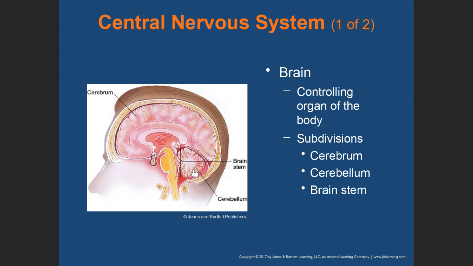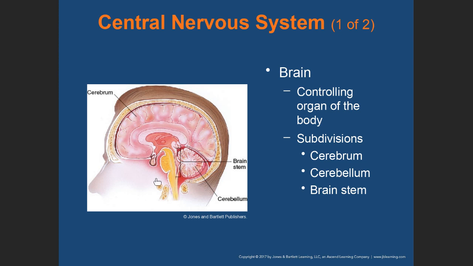The cerebellum, which is often referred to as the midbrain, is smaller than the cerebrum but larger than the brainstem. You can use the B and L in cerebellum to remember balance and coordinated movement. So that's the role of the cerebellum. It is responsible for balance and coordinated movement.